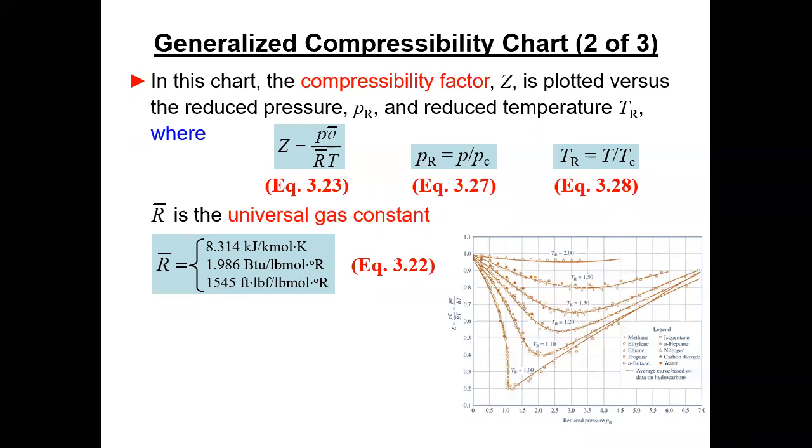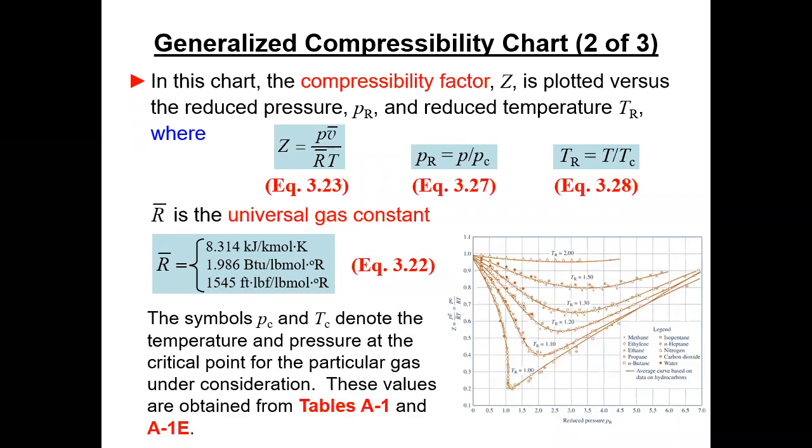So the conversion from foot-pound force to BTUs is 778.17. So if you take 1545 and divide by 778.17, you get 1.986. So it's just a conversion factor away. And then on the metric side, sometimes you'll see 8,314 joules per kmol. See what I'm saying? So you may see it with a different set of units as well. I mean, we already saw it in that previous table.